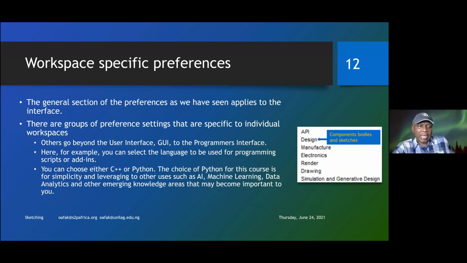So there are groups of preference settings that are specific to individual workspaces. Others go beyond the user interface, GUI, to the programmer's interface. Here, for example, you can select the language to be used for programming scripts and add-ins. I will talk about scripts and add-ins as we move along. Essentially, the way to write them is the same, but the way to use them is different from one another. To code them is essentially the same, whether you write both of them in C++ or in Python. The choice of Python for this course is simplicity and leveraging to other uses such as AI.